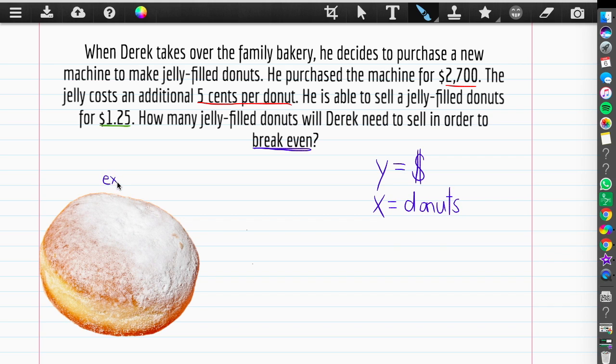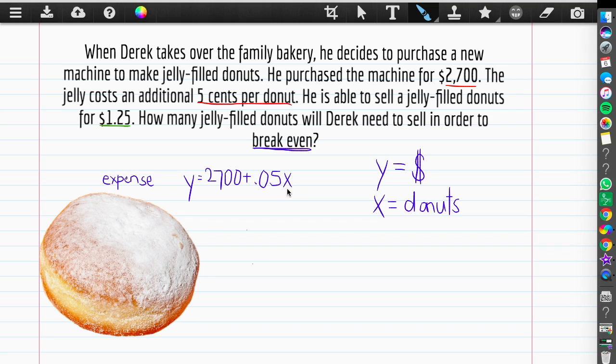The first equation I'm going to write is an equation that's going to represent all of the business's expenses. So that means that Y, or the actual dollars in expenses, is going to be equal to the $2,700 that was originally used to purchase the machine, plus an additional 5 cents per donut, meaning 0.05 times X.